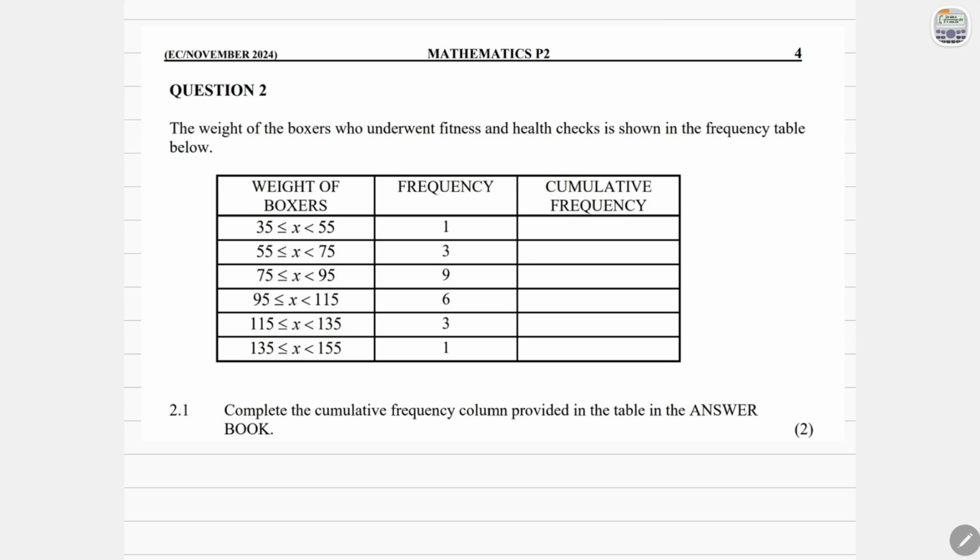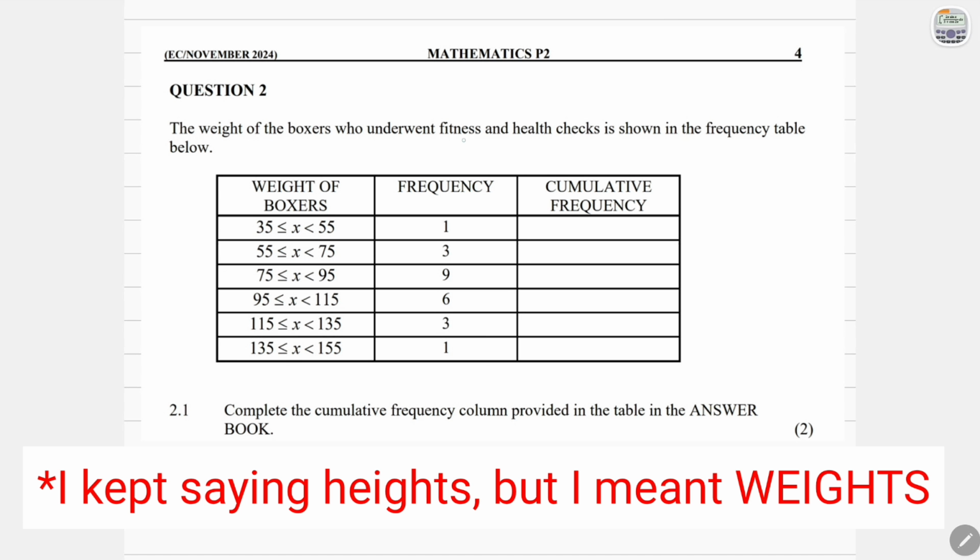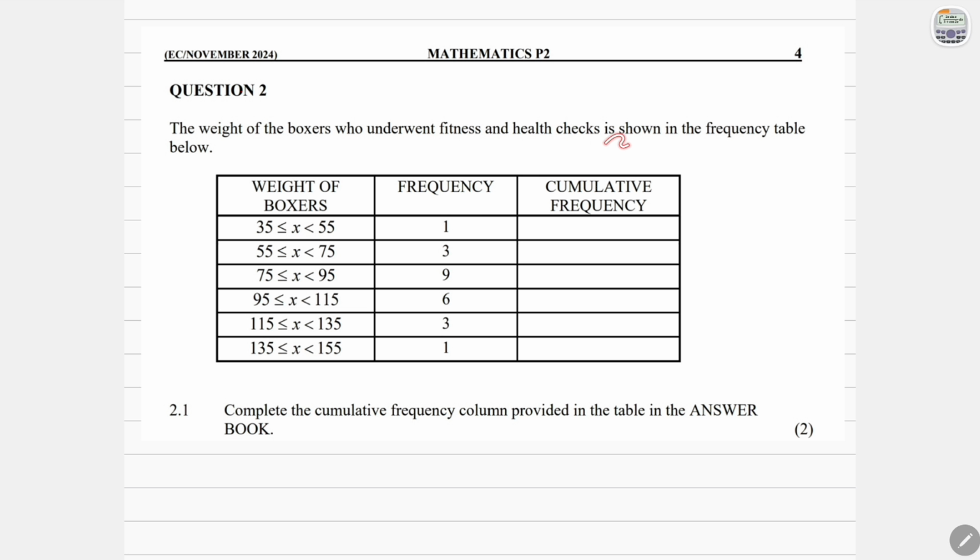Question 2 says, the height of the boxers who underwent fitness and health checks is shown in the frequency table below. Okay, so we've got their heights and the frequency. So the frequency would be how many boxers fell into each class. 1 boxer in that class, there are 3 boxers in this class, and so on. And 2.1 says, complete the cumulative frequency column provided in the table in the answer book. So we can just complete it over here.